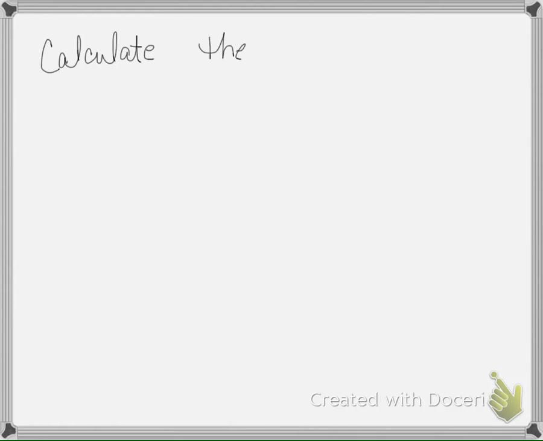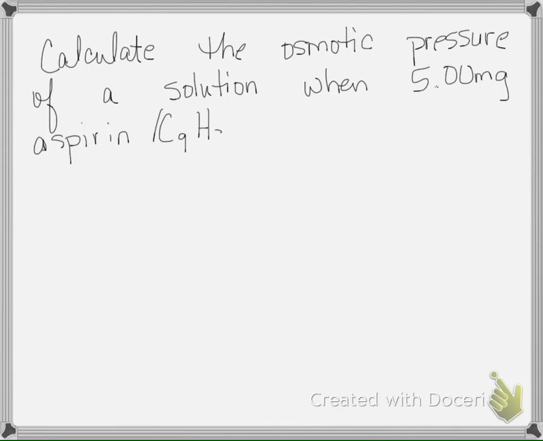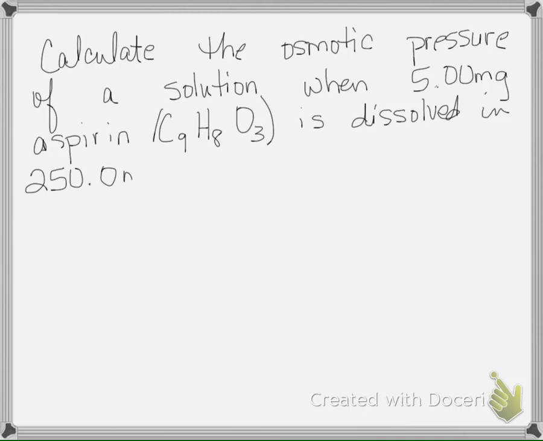Calculate the osmotic pressure of a solution when 5 milligrams of aspirin, which is C9H8O3, is dissolved in 250 milliliters of water at 25 degrees Celsius. So I'm going to give y'all a second to work that. What are you going to have to do?